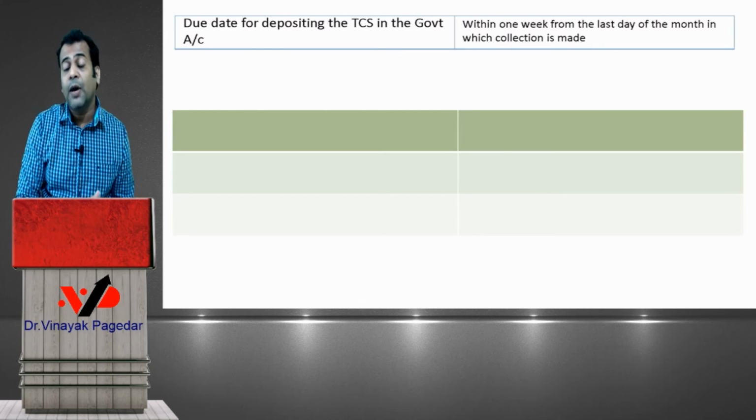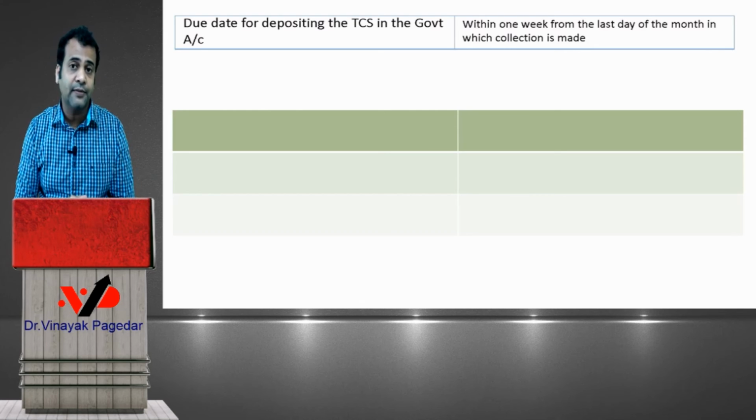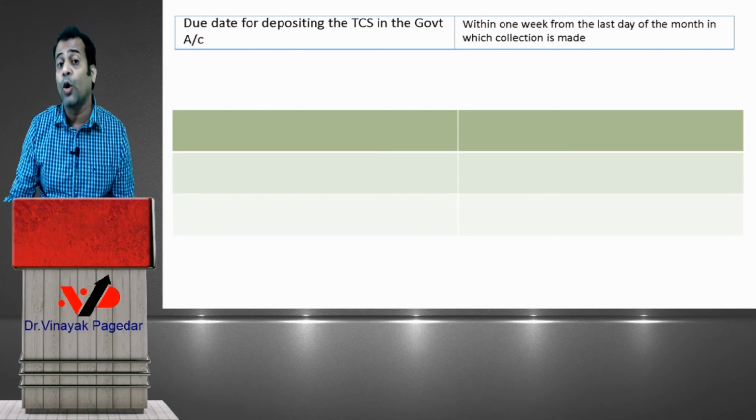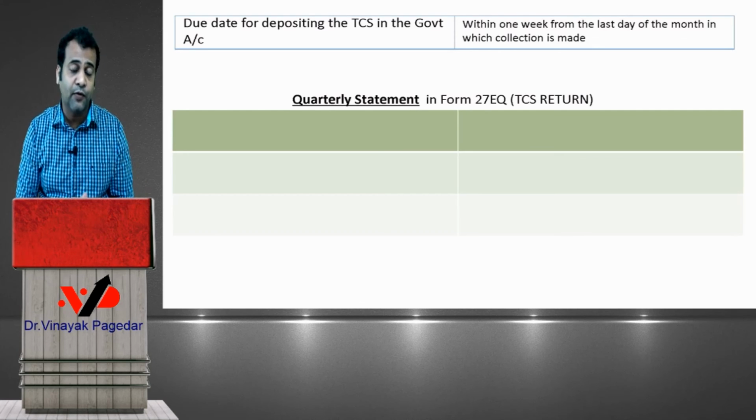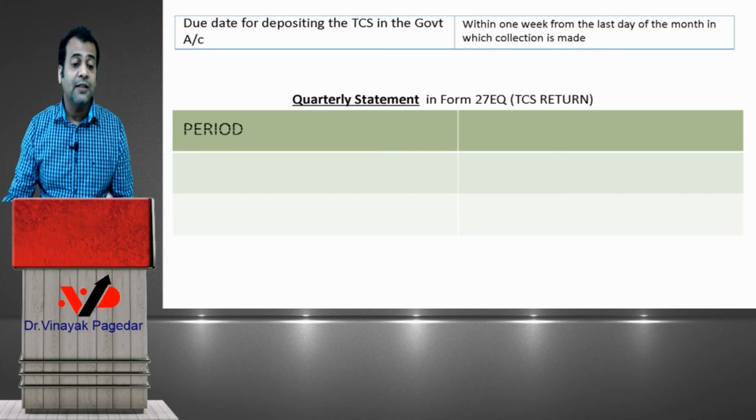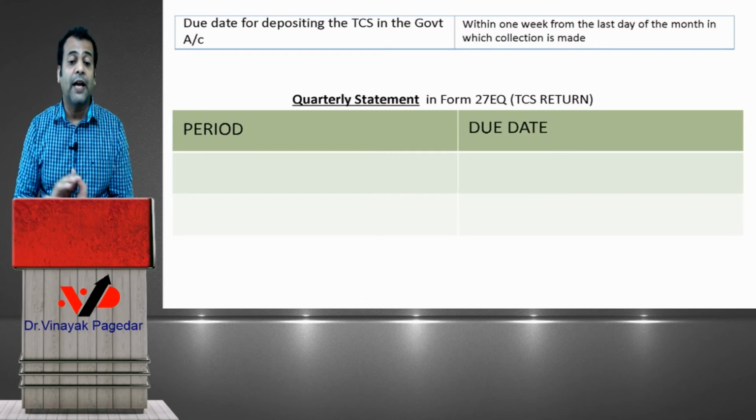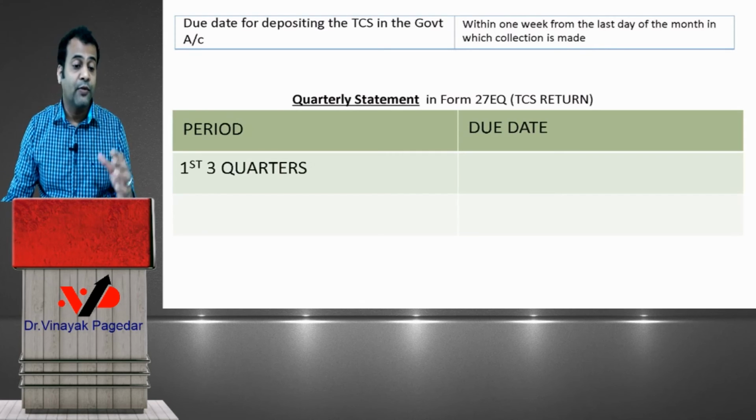Remember, now the money has gone into the government account. So you also need to file your TCS returns, and that is called the quarterly statement. That is form 27EQ. This is the TCS return form. Now the TCS return is to be filed quarterly. So we've got a period and the due date.